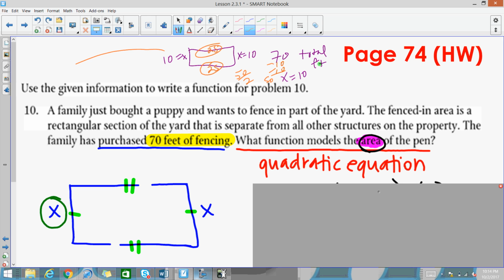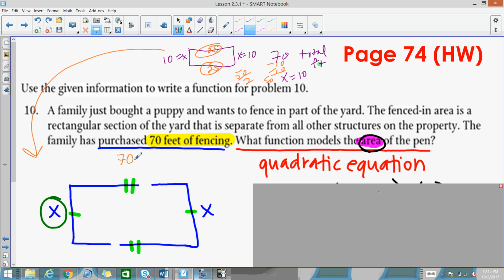Well, let's go down here. Here's the deal. You don't know what x is. You just know it's x. So what we have to do is work off the assumption that we'll eventually figure out what x is. So if we're going to know what x is eventually, and we know we have 70 total feet of fencing, we're going to say, all right, 70 is what I have left.